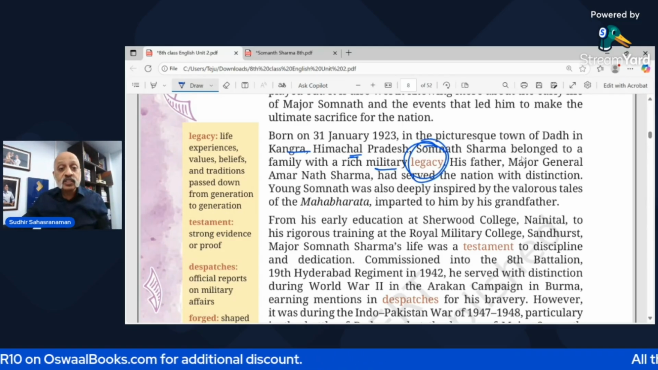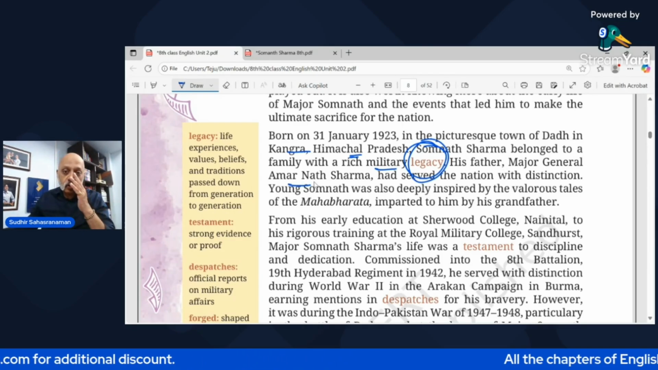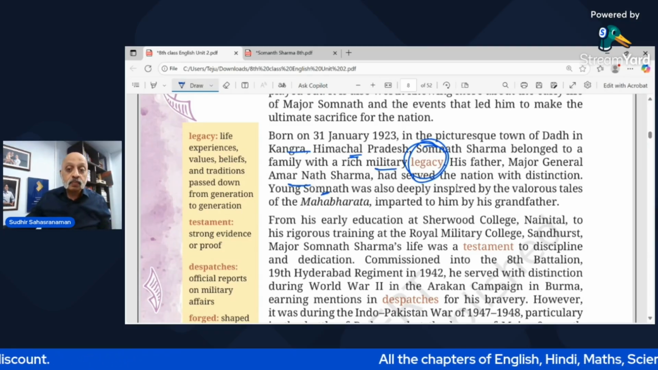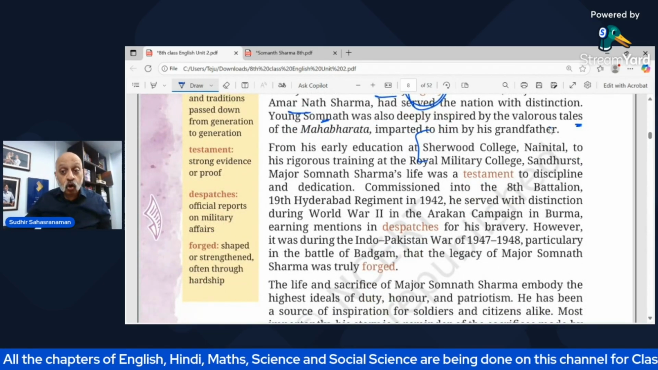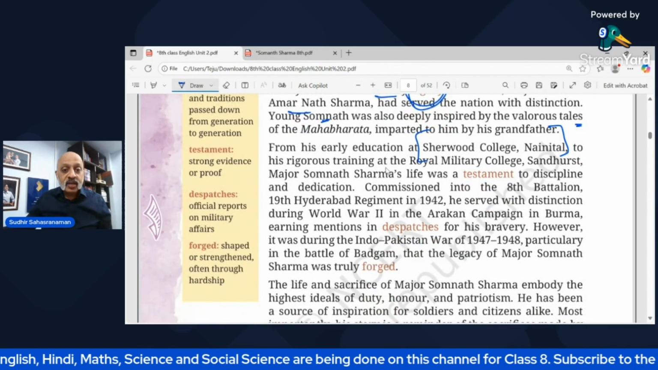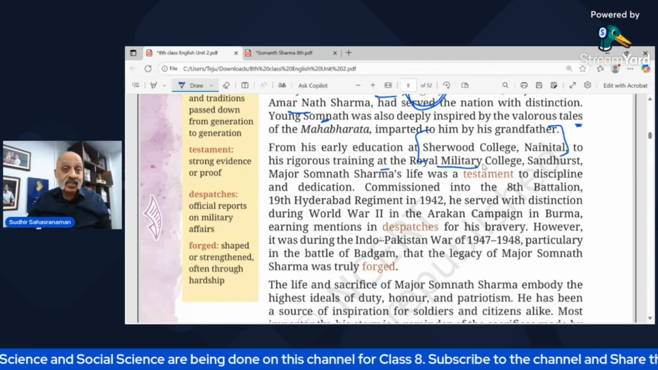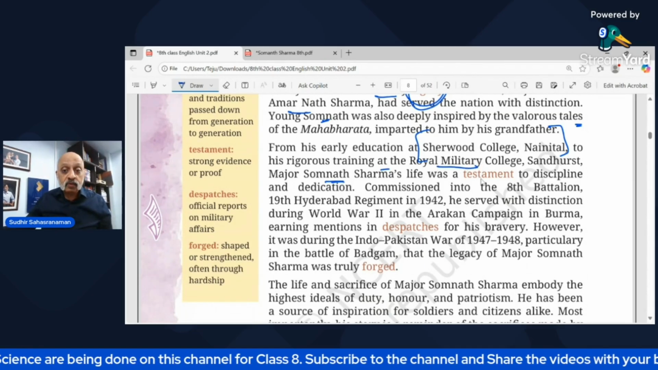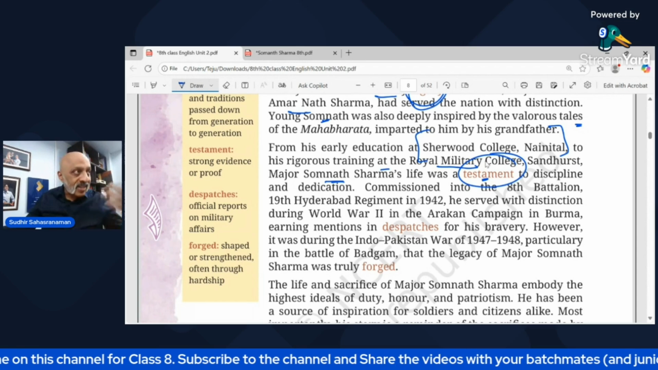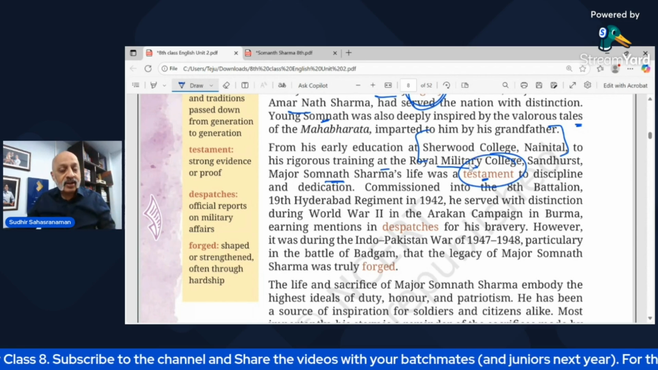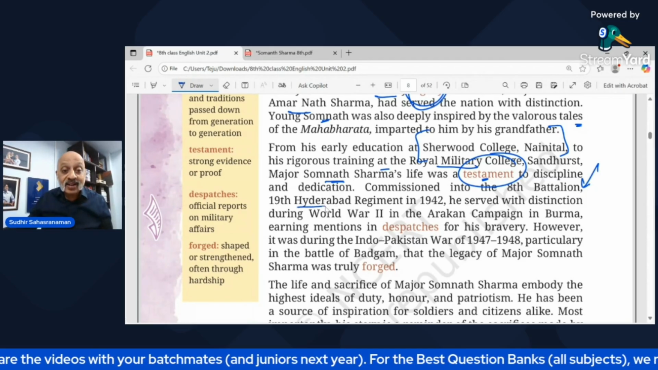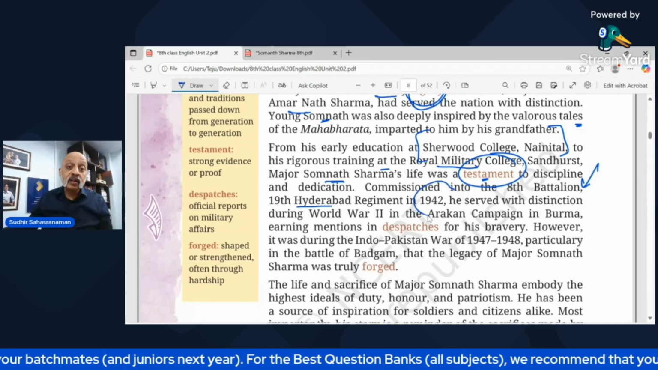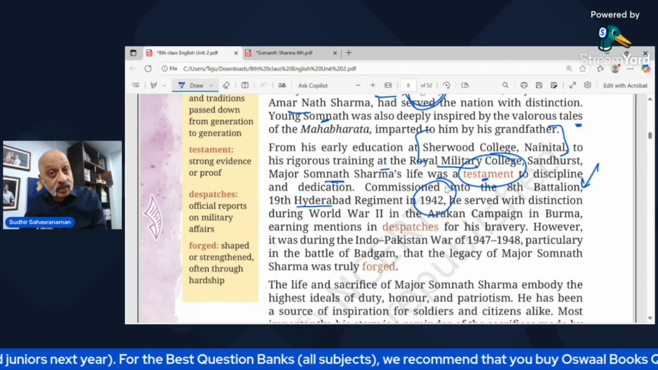His father, Major General Amarnath Sharma, was also part of the army, and young Somnath was deeply inspired by the Mahabharat stories which were told to him by his grandfather. So he initially studied at Sherwood College in Nainital, a very famous college, and then had rigorous training at the Royal Military College in Sandhurst. Major Somnath Sharma's life was a testament, a testament meaning evidence, proof, to discipline and extreme dedication. And he joined the 8th Battalion of the 19th Hyderabad Regiment in 1942, when India had not yet become independent.